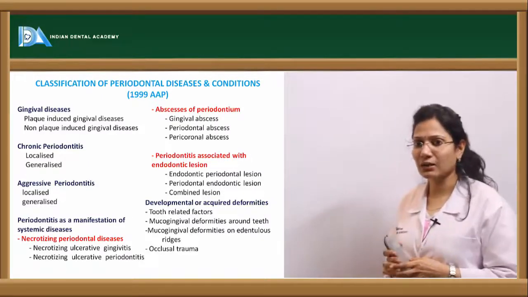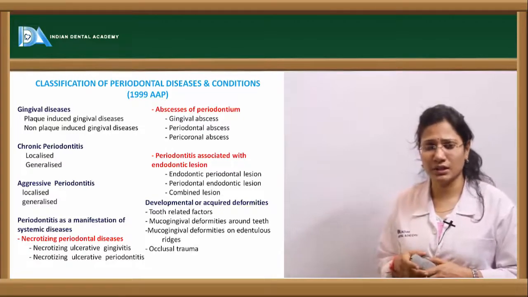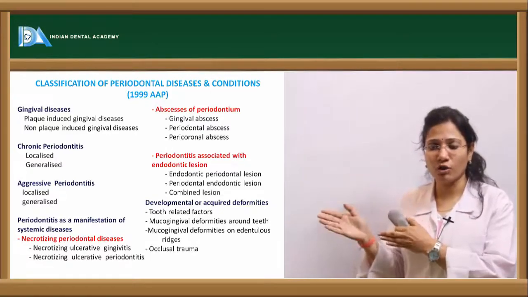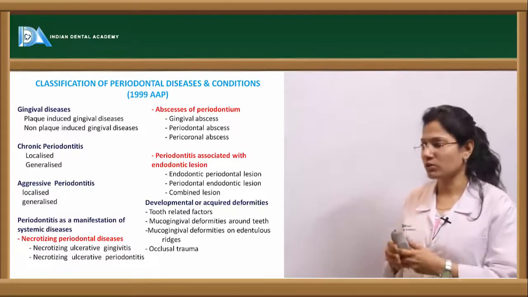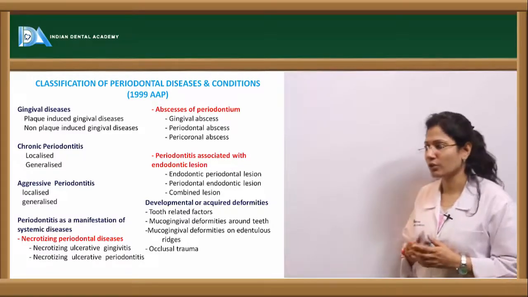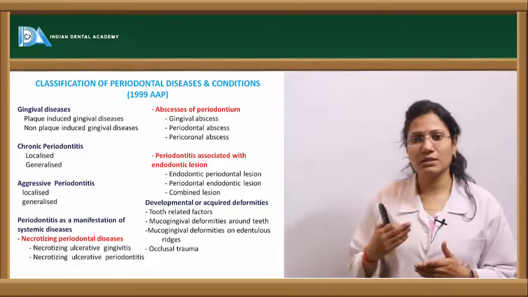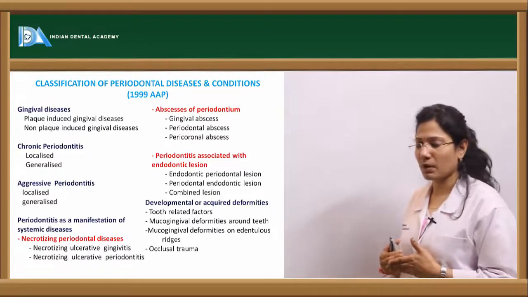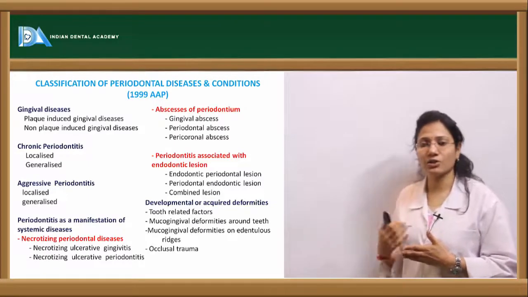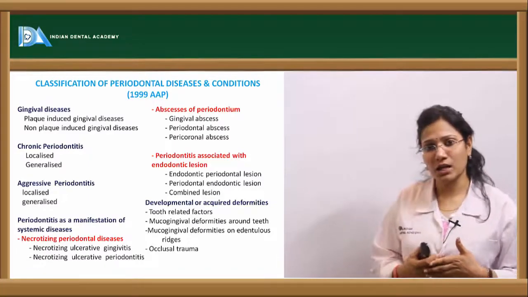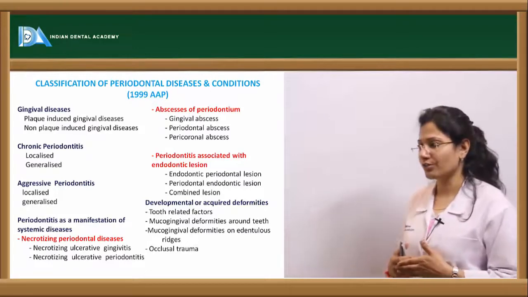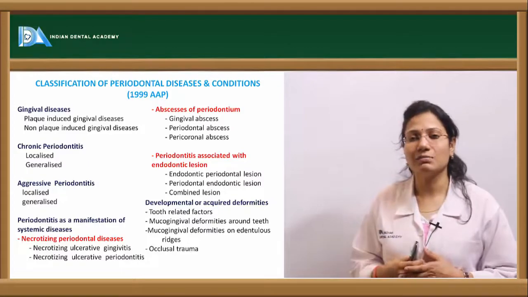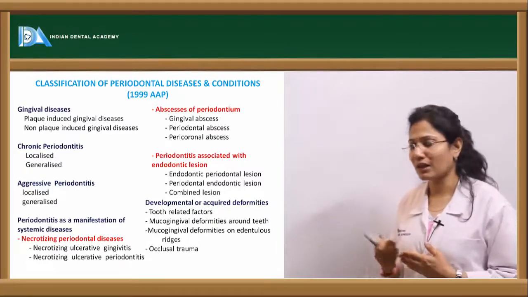Now let's go in detail about this 1999 classification system, which is the present classification system of periodontal diseases that we follow, and let's go into a little bit of detail of each one of them, which is important, right? Gingival diseases can be subcategorized into plaque-induced gingival diseases and non-plaque-induced gingival diseases, whereas chronic periodontitis can be further classified as localized and generalized forms. Aggressive periodontitis again can be subcategorized as localized and generalized.